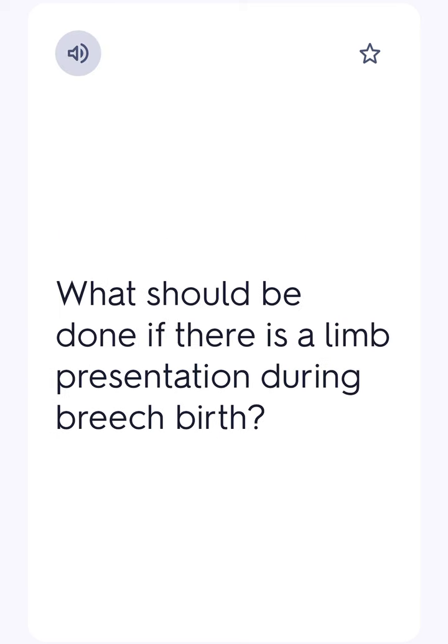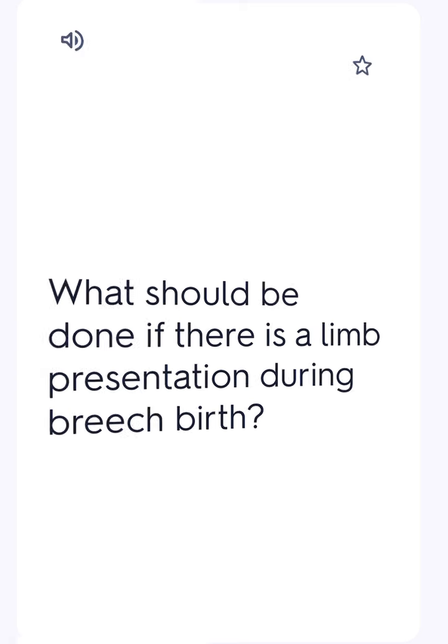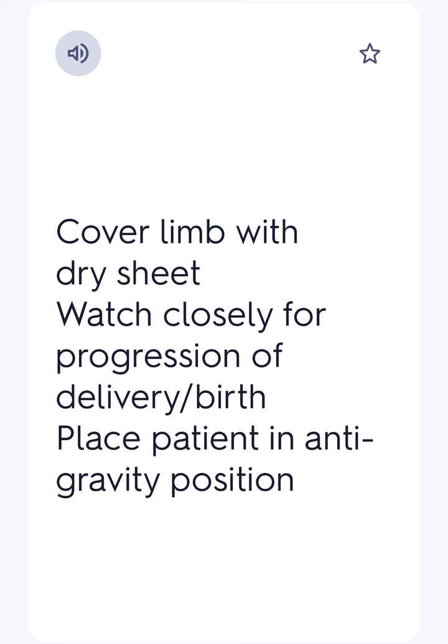What should be done if there is a limb presentation during breech birth? Cover the limb with a dry sheet. Watch closely for progression of delivery/birth. Place the patient in anti-gravity position.